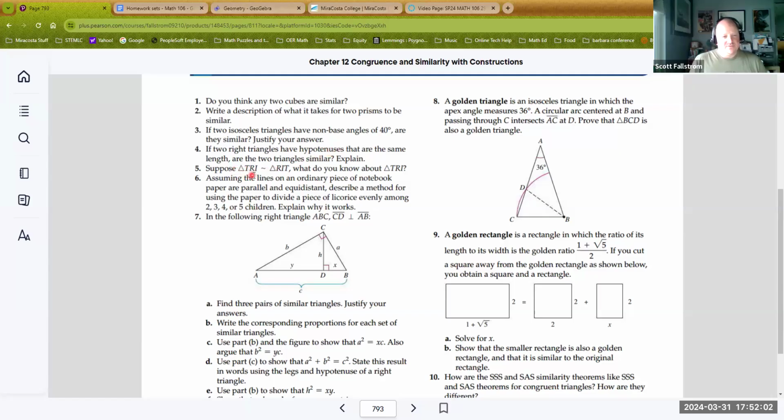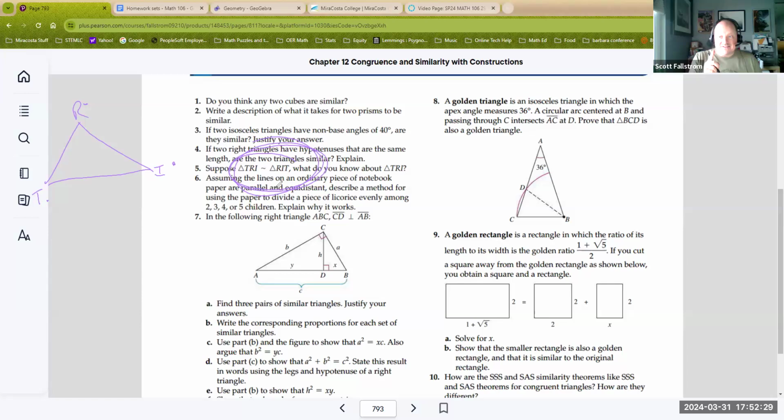Number 5, suppose TRI is similar to RIT. What do you know about TRI? Now, for some of you, you might look at this and say, where's the other triangle? They are giving you everything you need, because what they're saying is that TRI is similar to RIT. So it's basically the same shape, and they're telling you how things match up.